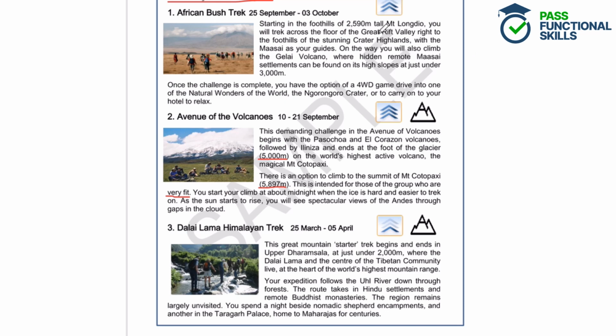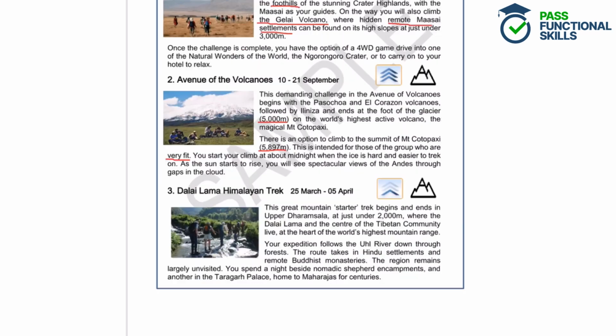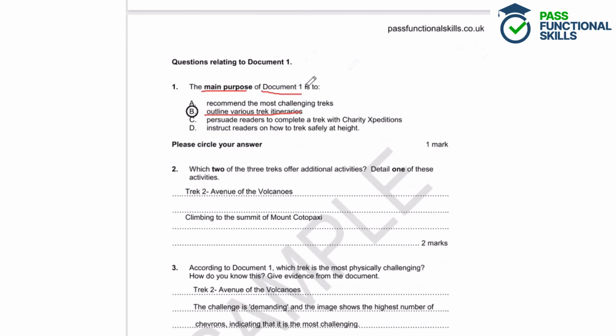So we're being told that you start in the foothills for this one, and then you trek to the Great Rift Valley, and then you go to some other foothills, and you've got some guides with you. And we've also got climbing a volcano, that's another activity, and seeing some remote settlements as well. So it's describing each of the treks, explaining what happens on each one. So overall, the main purpose is to outline various trek itineraries.